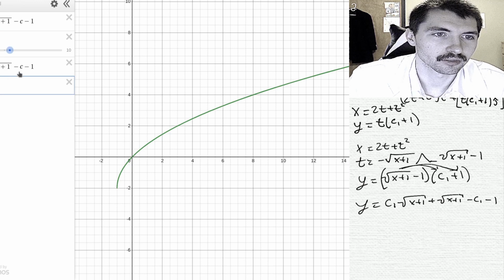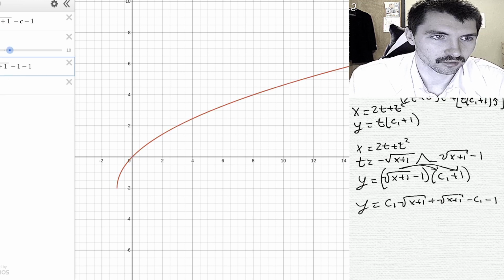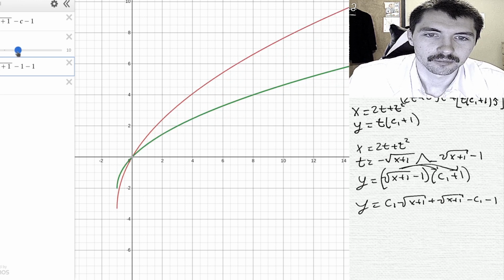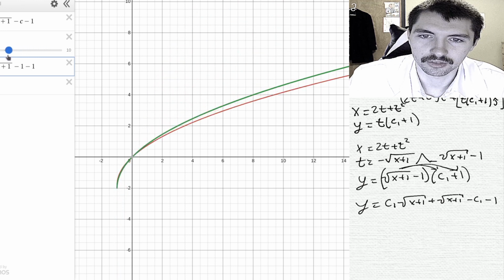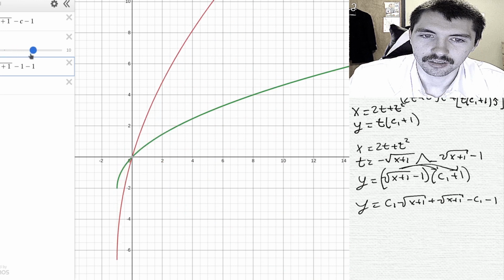This is our function. So let me copy this. Okay, so you want to see it vary depending on our constant. Function is in this space.